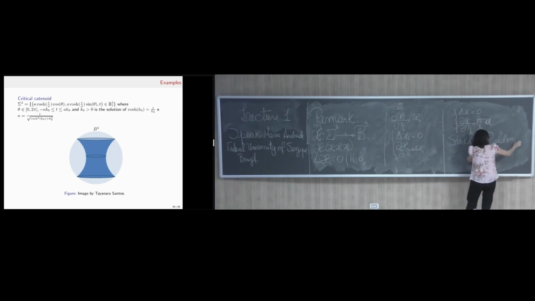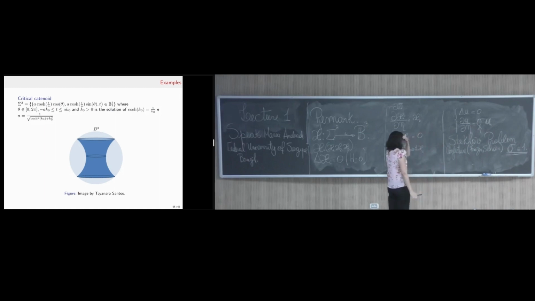So Fraser-Schoen conjecture. Fraser and Schoen have conjectured that in the case of the free boundary, you have that sigma is equal to 1. This is the question. This is a very important conjecture.